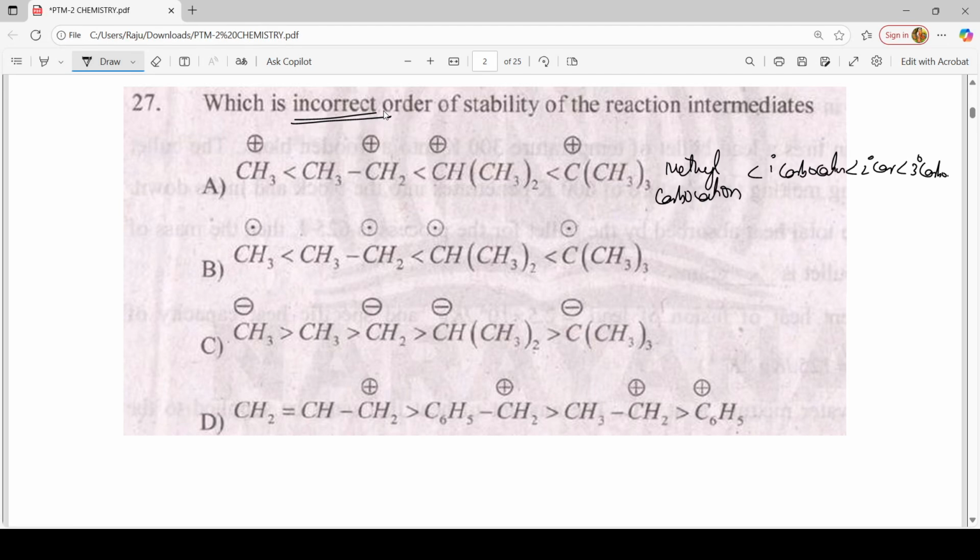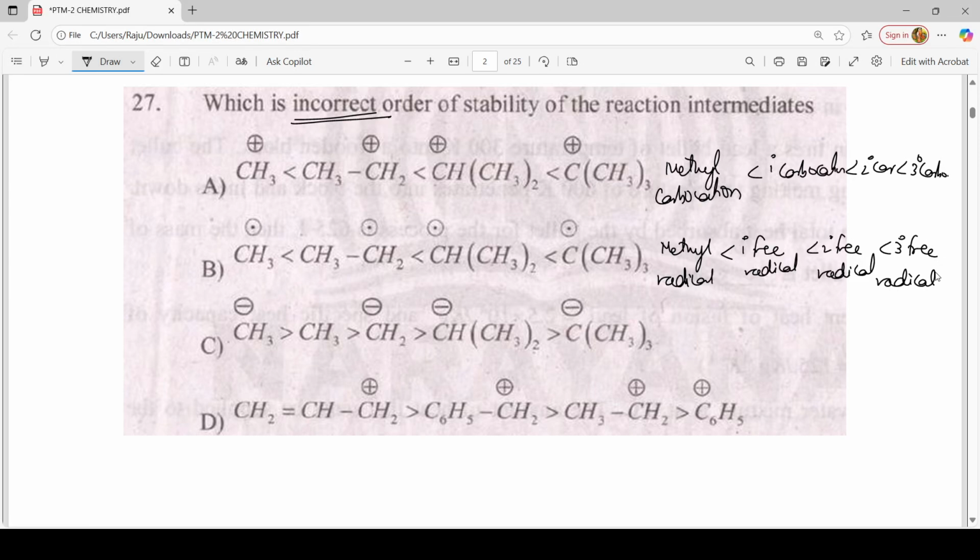Come to option B. Methyl radical is less stable than the primary free radical. Primary free radical is less stable than the secondary free radical. Secondary free radical is less stable than the tertiary free radical. So this is also correct.